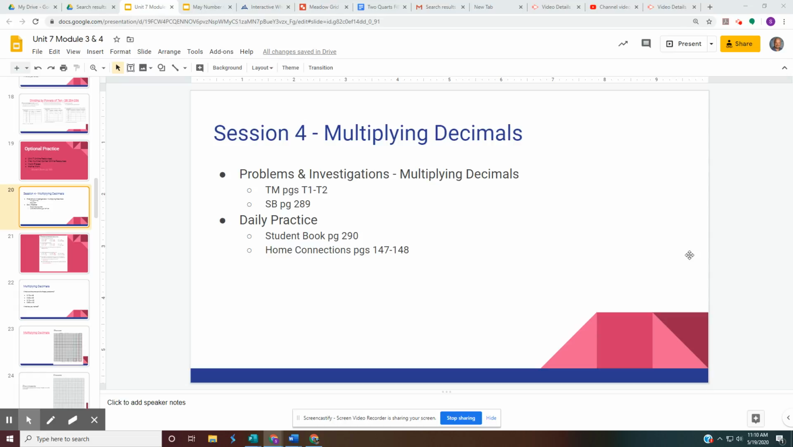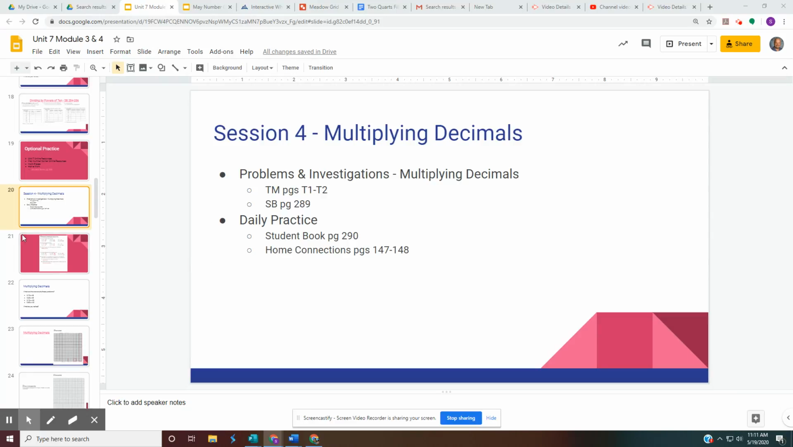End of session 3 or module 3 of unit 7. Session 4, multiplying decimals. Today, what we're going to be doing is multiplying decimals. We'll be doing some work together. Then you'll need your student book, page 289. When we're all done with our lesson today, you'll have student book, page 290 to complete on your own, and then your home connections, pages 247 and 248.